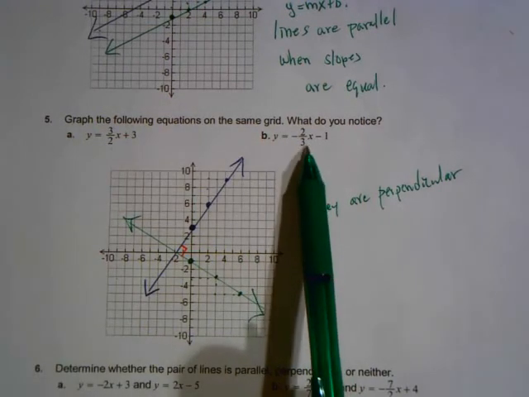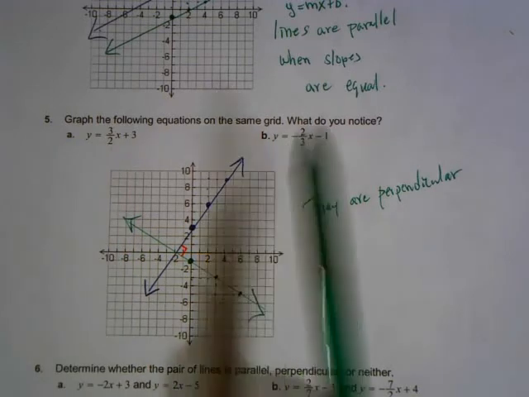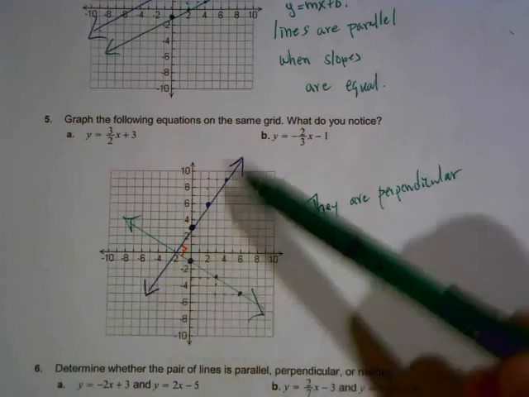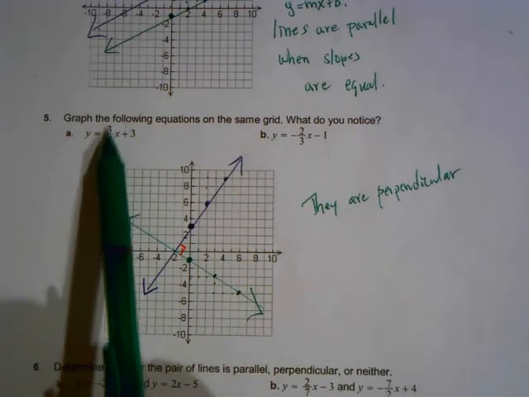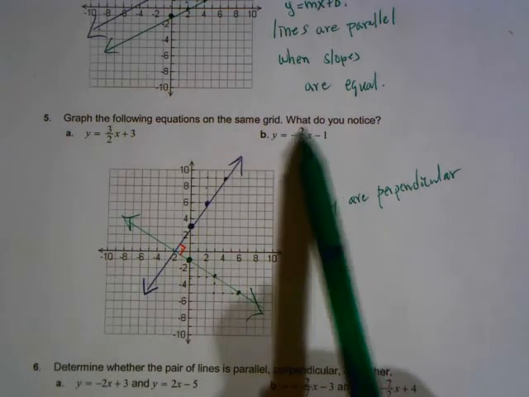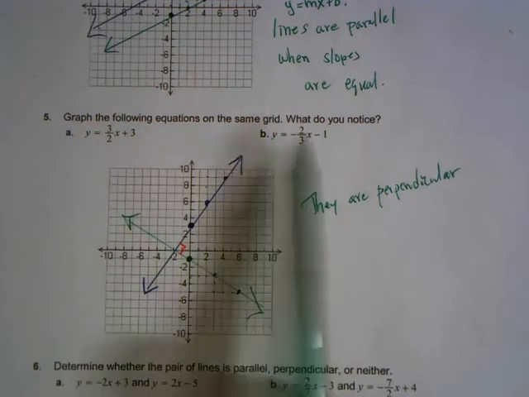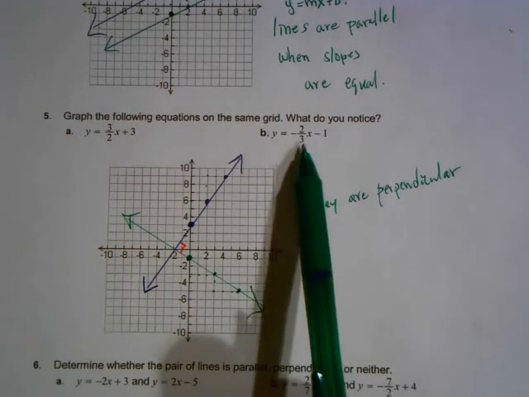Two things had to happen. First off, this one's positive and this one's negative. And that has to happen to be perpendicular, because they have to be going different directions. The other thing that happened is this one's a 3/2, that one's a 2/3. So we have the reciprocal. 3/2, flip it over. Fancy word for flip it over is called reciprocal.